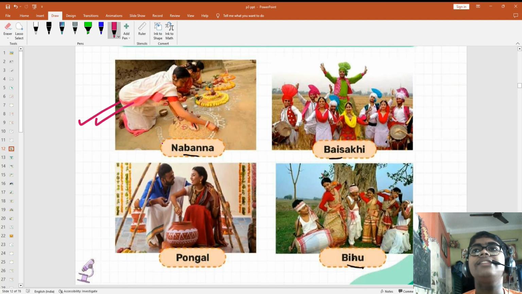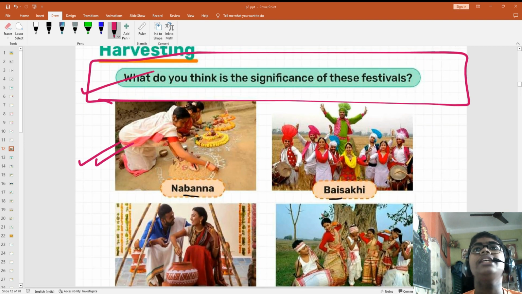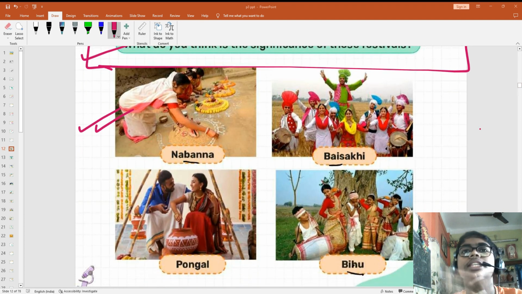Navanna is celebrated. What do you think is the significance of these festivals? Can anyone tell me? Navanna, Baisakhi, Pongal, Bihu. What is the significance of these festivals?